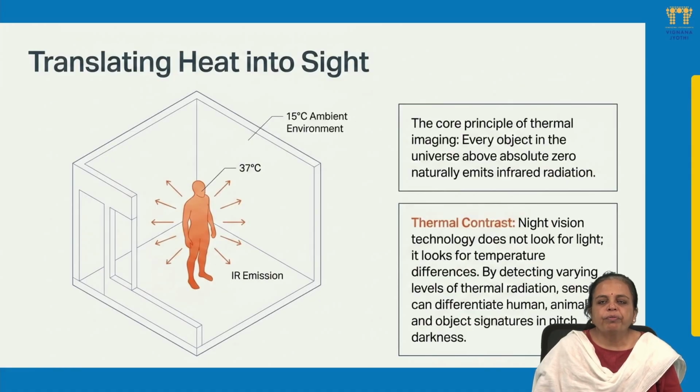From the human body, we know our temperature is 37 degrees centigrade, and we already know the principle of thermal imaging. Every object in the universe above absolute zero naturally emits radiation. Night vision technology does not look at light; it looks at temperature. By detecting the varying levels of thermal radiation, sensors can differentiate human, animal, and object signatures in the pitch of darkness. So only thermal radiation is the thing there.